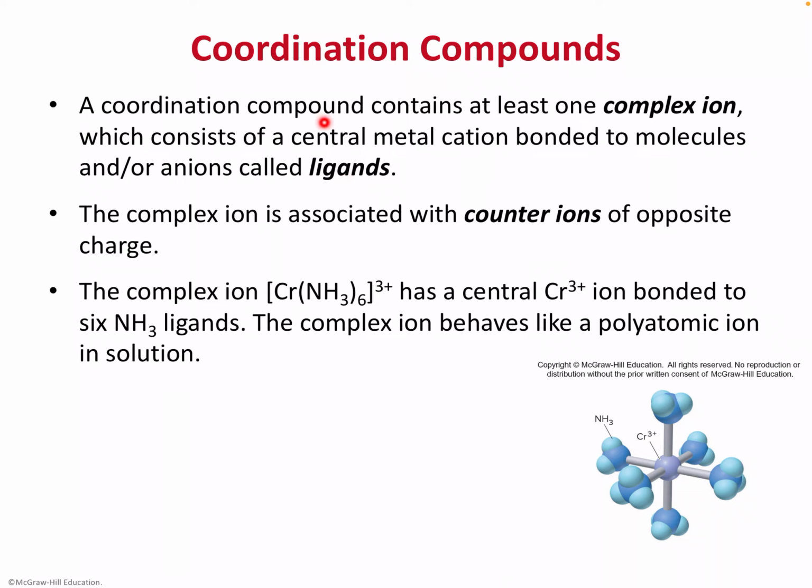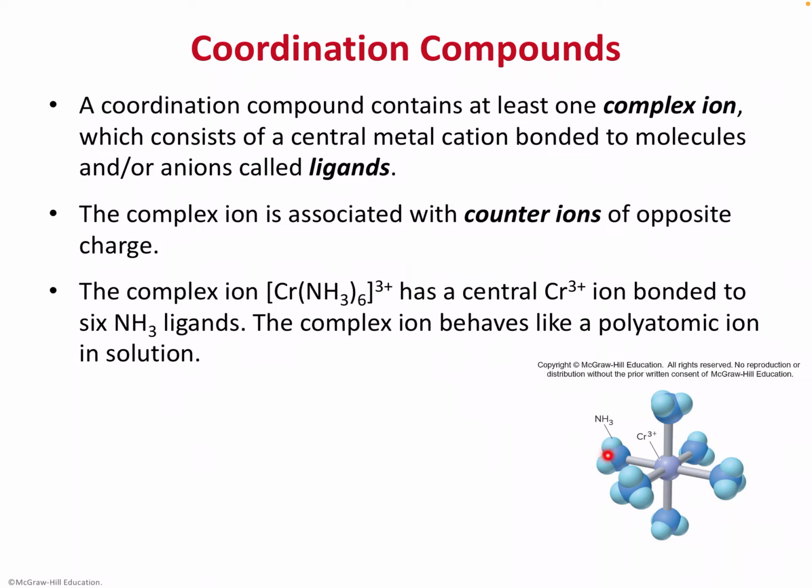So a coordination compound has to have a complex ion, and the complex ion contains a central metal cation bonded to molecules and/or anions called ligands. The complex ion is associated with counter ions of opposite charge. So you can have a complex ion, and if it is a positive complex ion, there should be a negative counter ion. If it is a negative complex ion, there should be a positive counter ion, opposite charge.